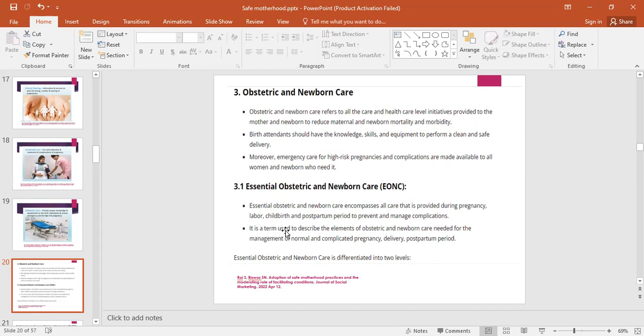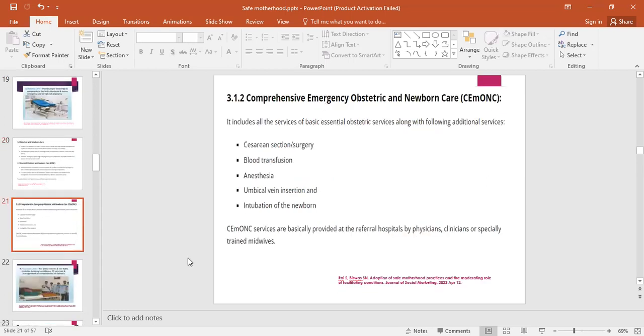It is a term used to describe the elements of obstetric and newborn care needed for the management of normal and complicated pregnancy, delivery, and postpartum period. Essential obstetric and newborn care is differentiated into two levels.